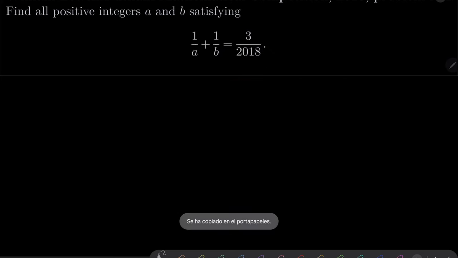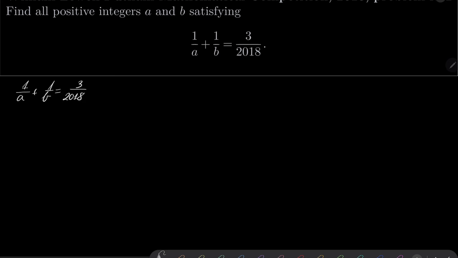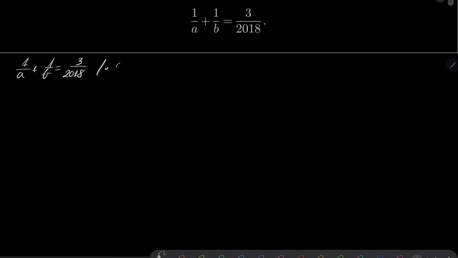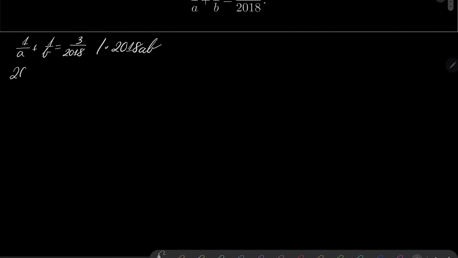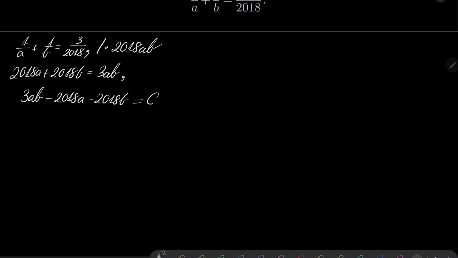Alright, so let's take our equation: 1 over a plus 1 over b equals 3 over 2018. Let's multiply everything by 2018ab. So we have 2018a plus 2018b equals 3ab. And now let's put everything on one side. So we have 3ab minus 2018a minus 2018b equals 0.